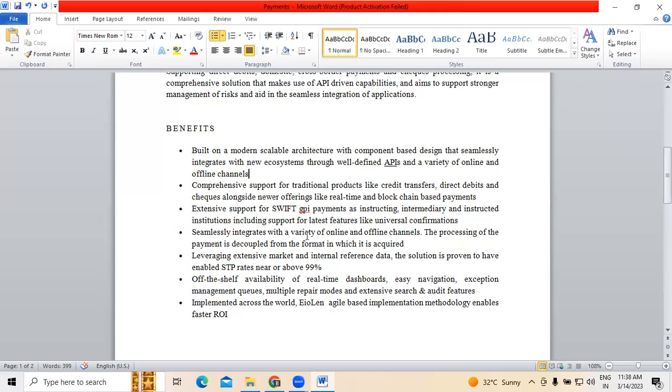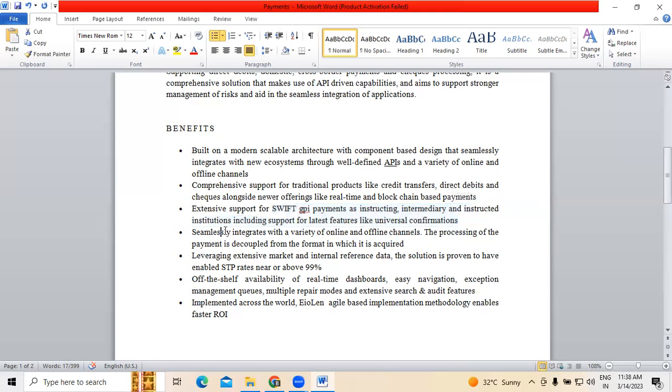Now, extensive support for Swift GPI payments as instructing intermediary and instructed institutions, including support for the latest features like universal confirmations and all that. Swift GPI is a mechanism or a payment structure which people normally follow, as I mentioned earlier. So this is being used extensively in that context as well.